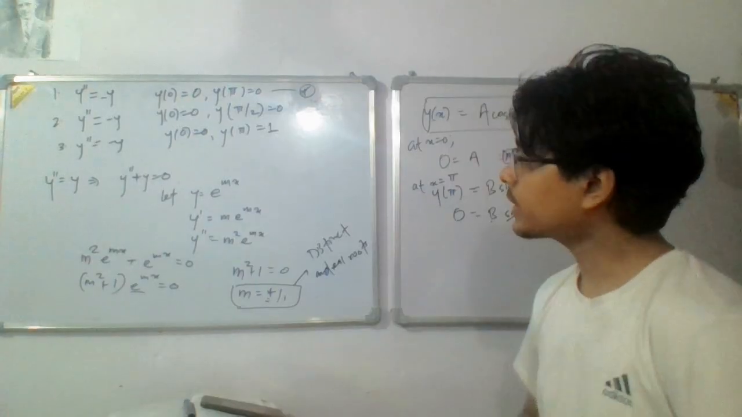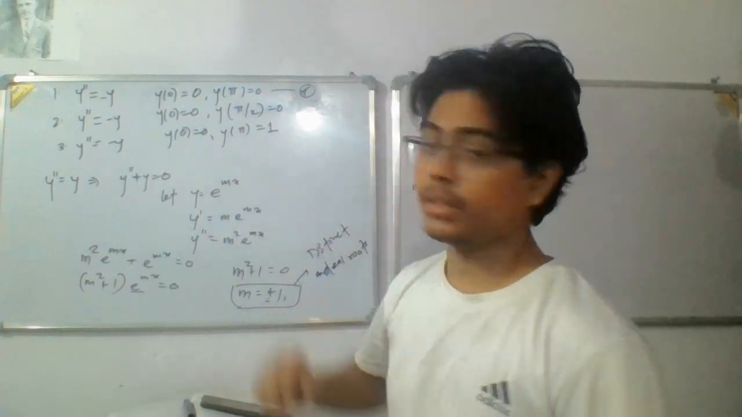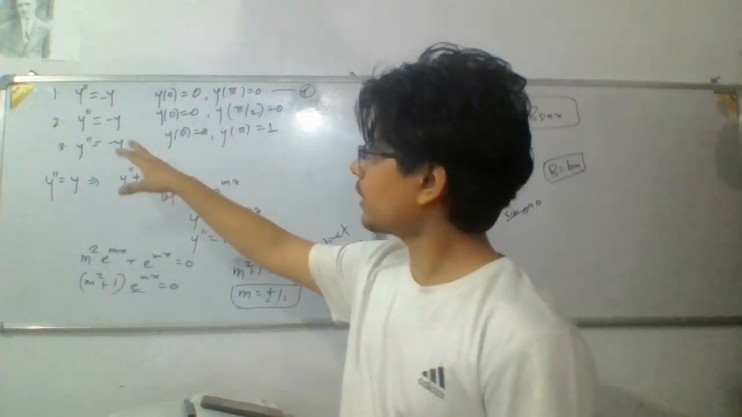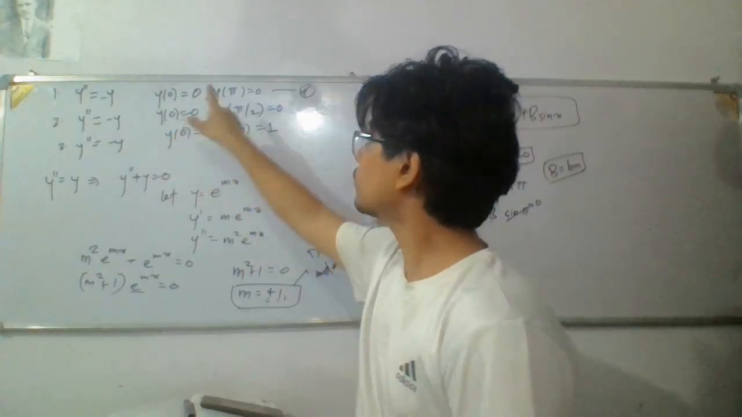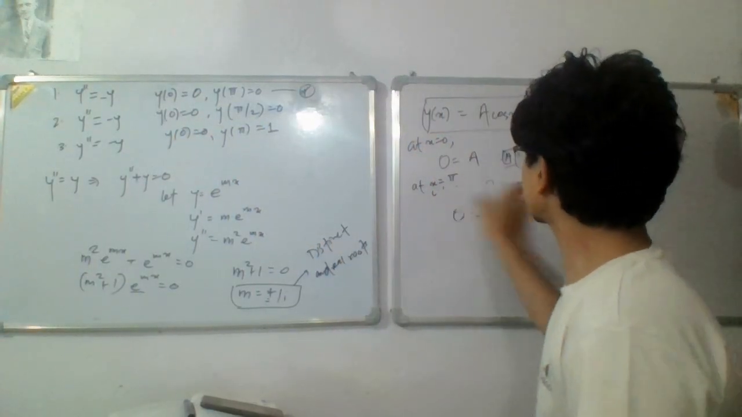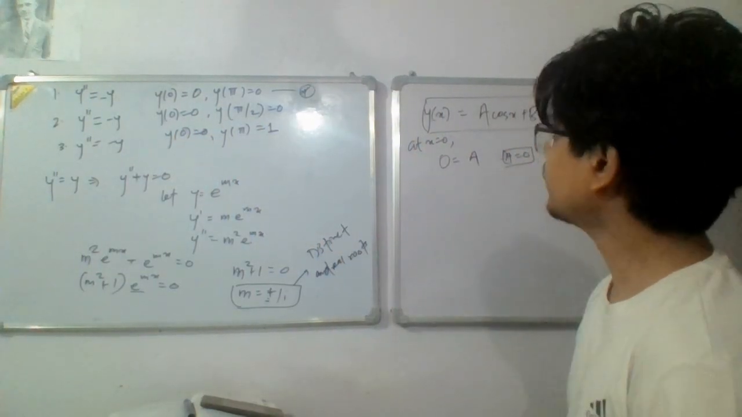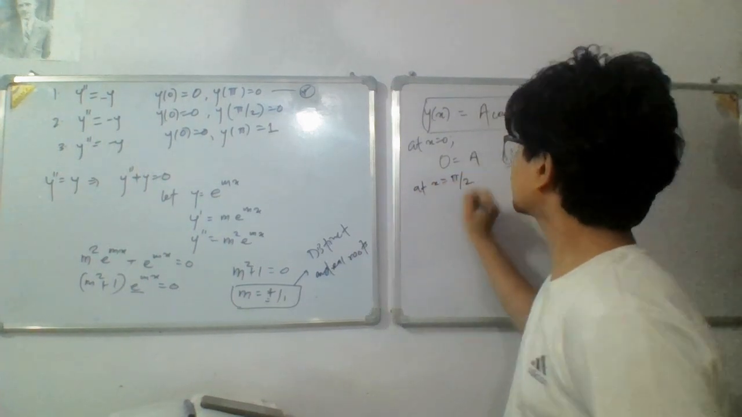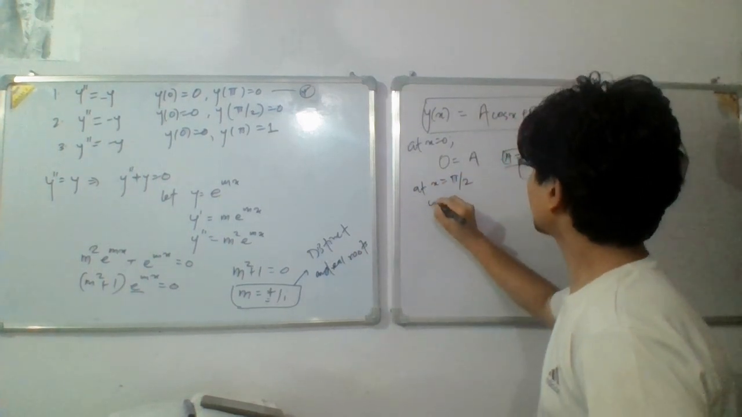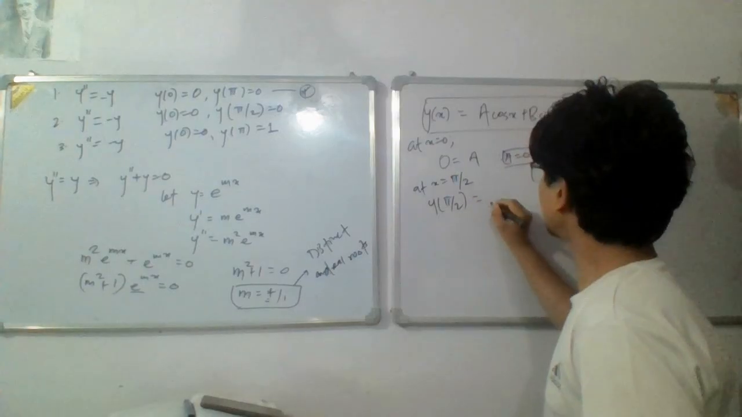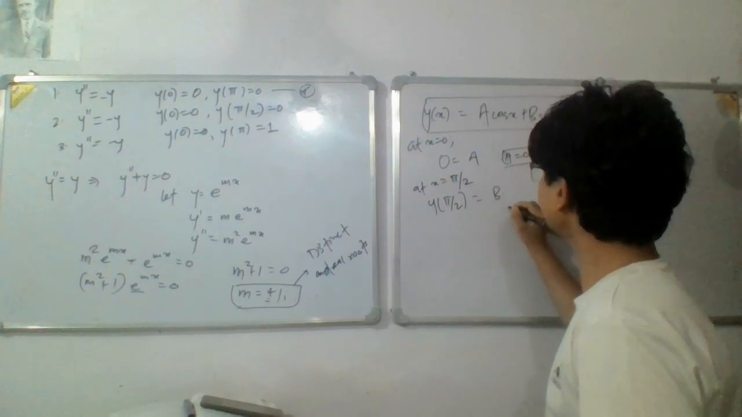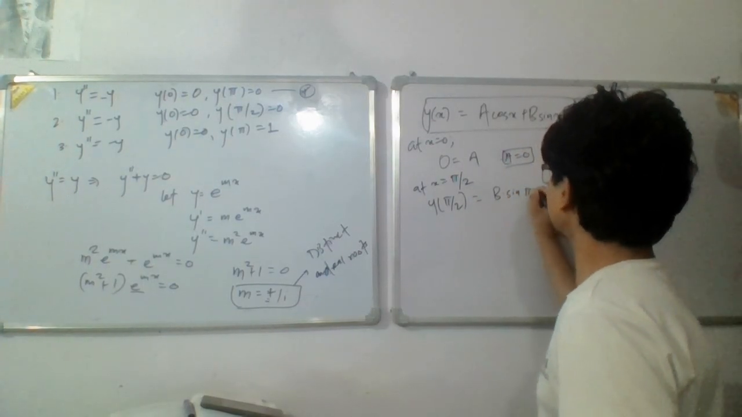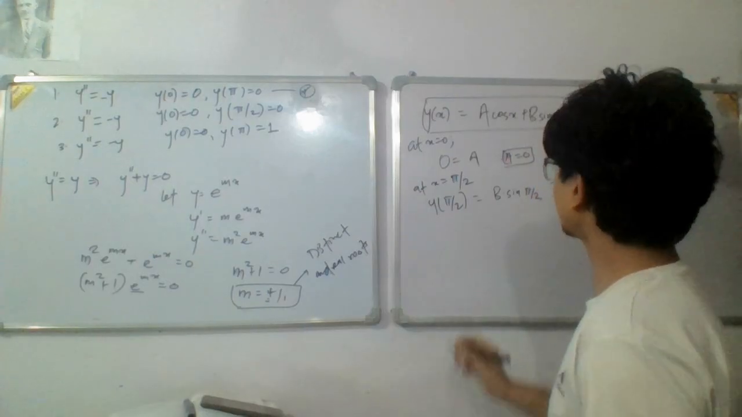Now let's check the second boundary condition, and in the second boundary condition, the first condition is same. Let's check the second condition. Now here the second condition is x equals pi by 2. So if x equals pi by 2, y of pi by 2 equals, now a is already 0, so b sine of pi by 2, right?